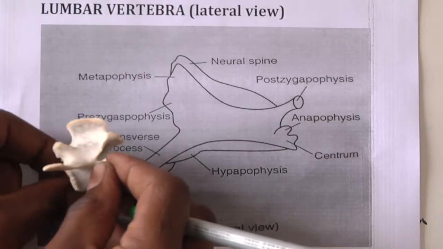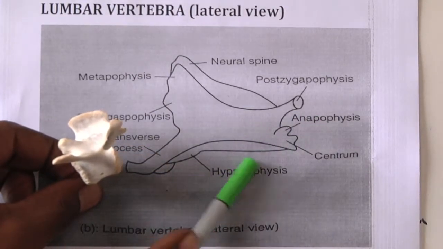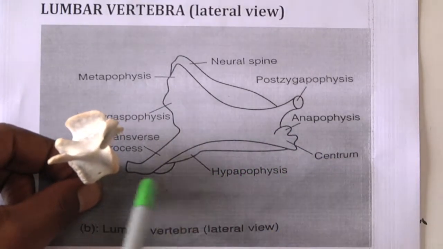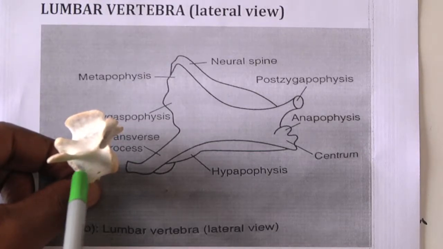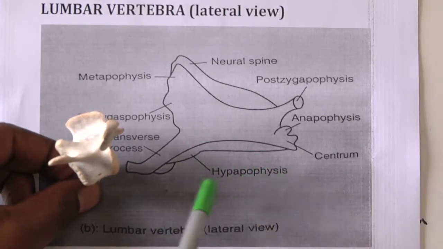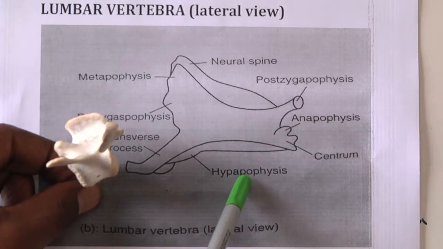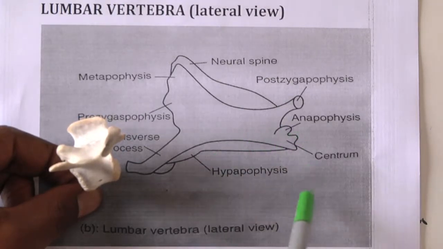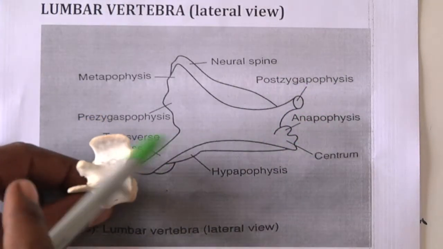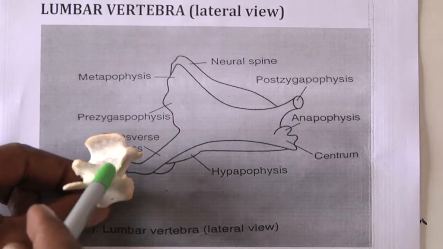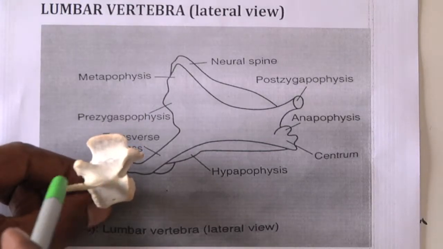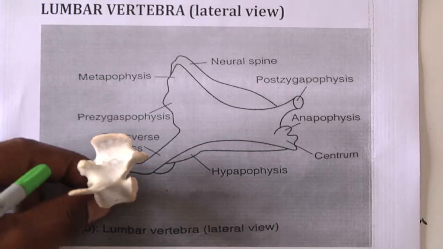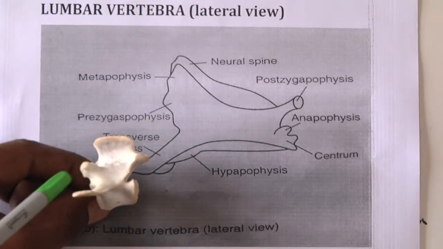Then just beneath or towards the front of the centrum is another process that we call hypophysis. This is what we call the hypophysis. Another example of a process that is just going to provide additional surface area for attachment of the abdominal muscle. Then towards the front there is what we call the transverse process, which are long and broad.